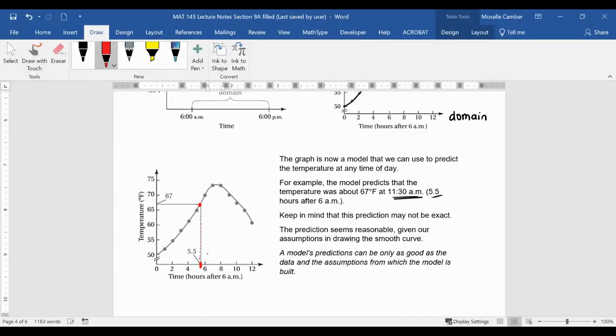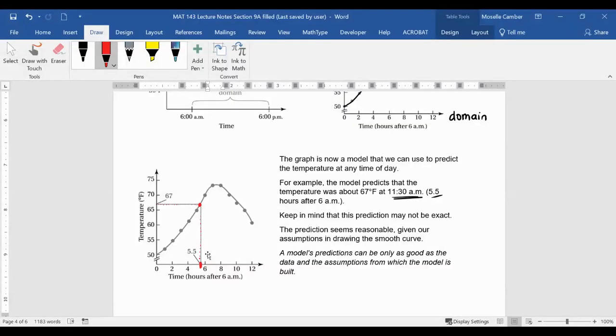And then to get the temperature, I follow it over to the y-axis and use that to estimate what the temperature will be. So if it continues this even curve here, at 11:30, I should be at about 67 degrees Fahrenheit. Of course, this is just a prediction. It may not be exact.